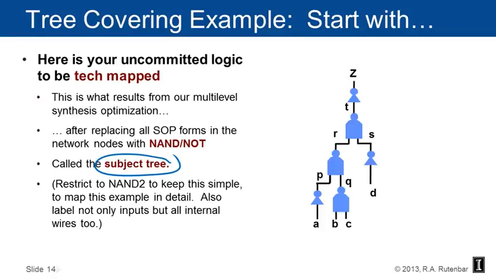I've got a nice little example here on the right. It's got 4 inputs, A, B, C, D on the bottom, and an output called capital Z on the top. And there are a bunch of internal wires, and they've all got names. So input A goes into an inverter, makes an output called P.